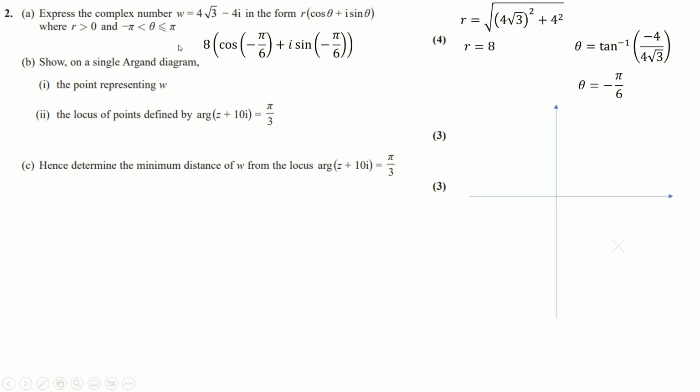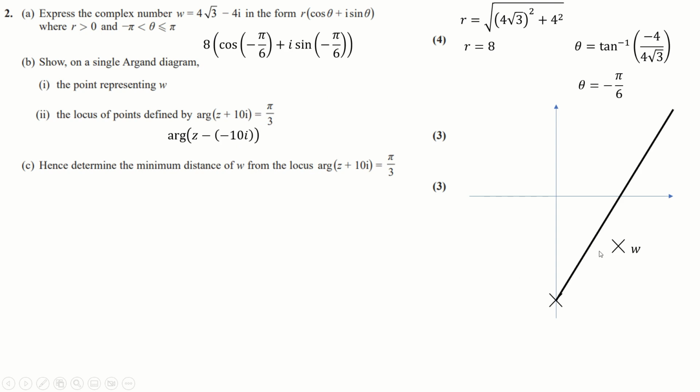So that's the answer there. Yeah, so it's down here somewhere, so that's good. This is the answer to that bit. And locus of points defined by this, so you want to think of this as z minus 10i, because then we can say it's originating at minus 10i with an argument of pi over 3, so it's a half line, angle of pi over 3 here.